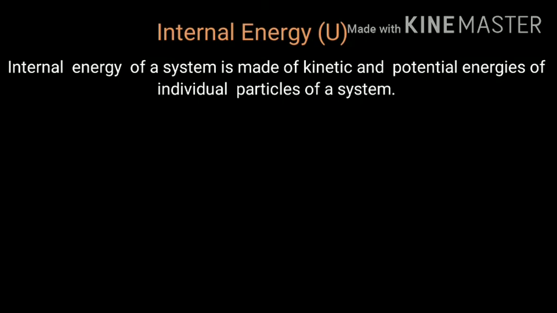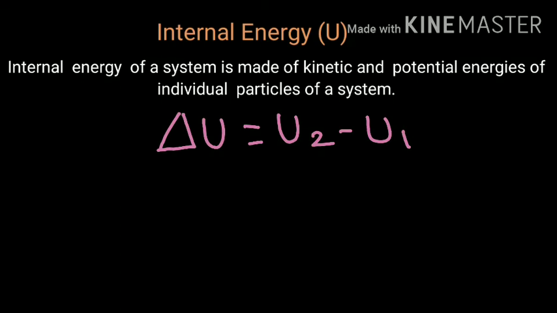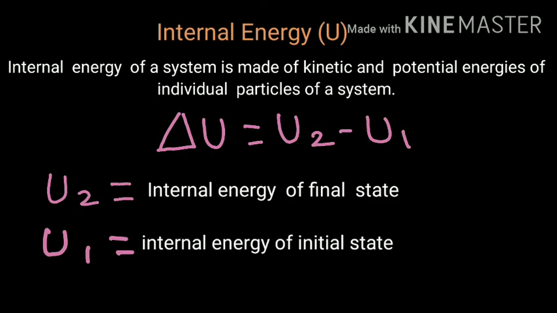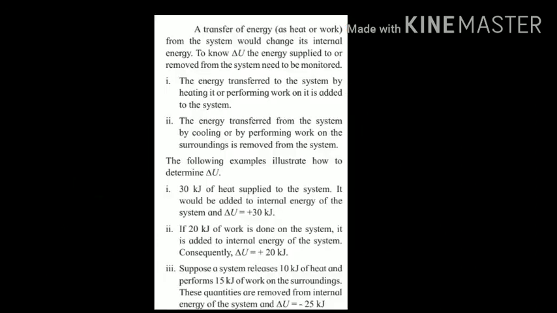The change in internal energy is given by delta U is equal to U2 minus U1. Delta stands here for the change in internal energy. U2 is the internal energy of the final state and U1 is the internal energy of initial state. Internal energy is an extensive property and a state function. The transfer of energy, whether it is in the form of heat or work from the system, would change its internal energy. So changes in internal energy are possible only when transfer of energy takes place.